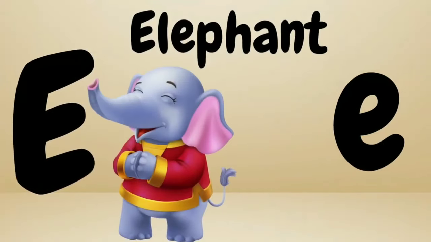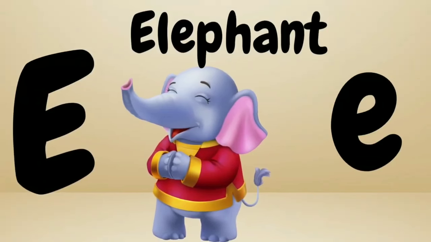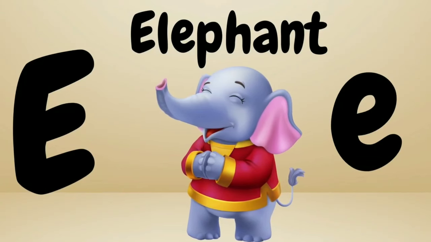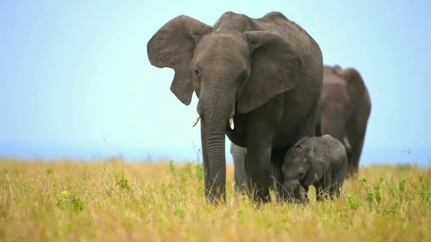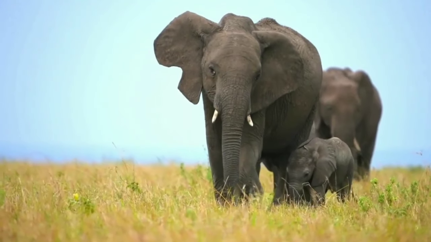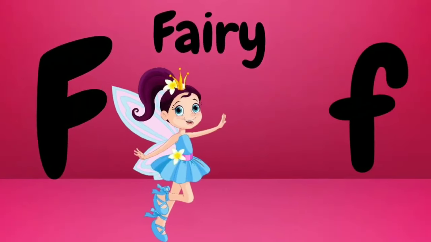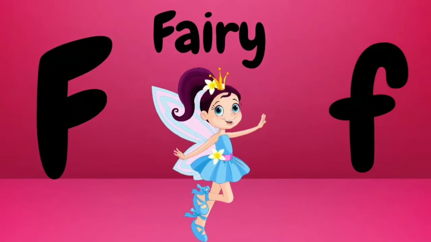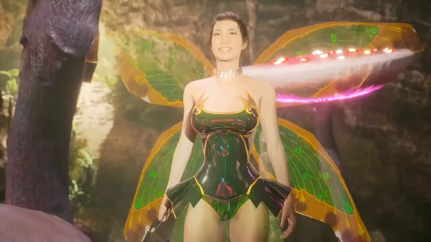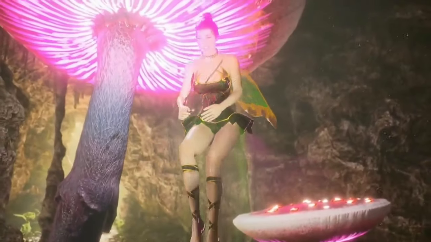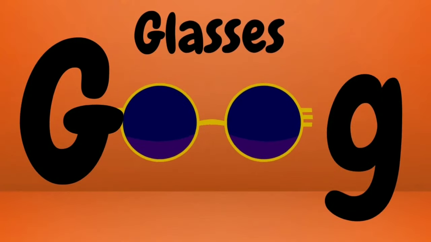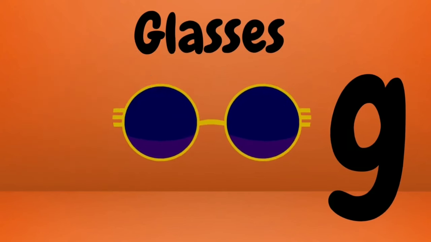E is for elephant, elephant, elephant. This is an elephant, elephant, elephant. F is for fairy, fairy, fairy. This is a fairy, fairy, fairy. G is for glasses, glasses, glasses. This is a glasses, glasses, glasses.